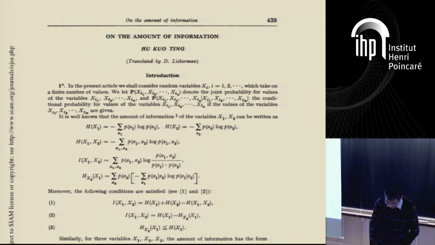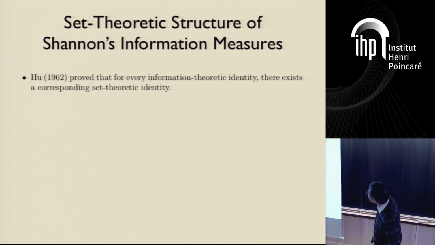Okay? So in this pioneering work by Hu in 1962, he proved that for every information theoretic identity, there exists a corresponding set theoretic identity. So this is very nice work. However, from my own point of view, this is not sufficient because what he says is that if you can find an information theoretic identity, you can find a set theoretic identity, which means that you can employ the tools in information theory to discover identities in set theory. But this is not what I want. I want it the other way, okay?